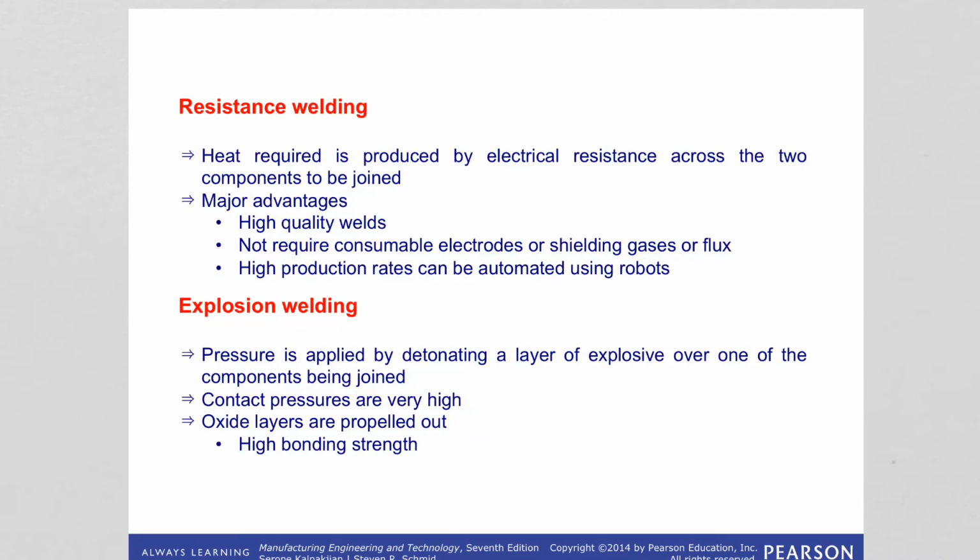In resistance welding, the heat required for welding is produced by electrical resistance across the two components to be joined. The advantage here is high quality welds. They don't require consumable electrodes, shielding gases or flux, and can be produced at high rates.